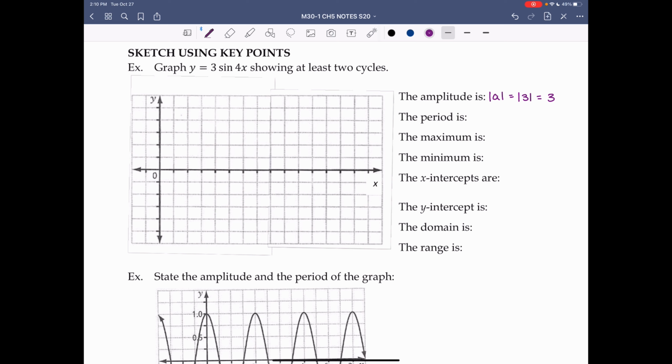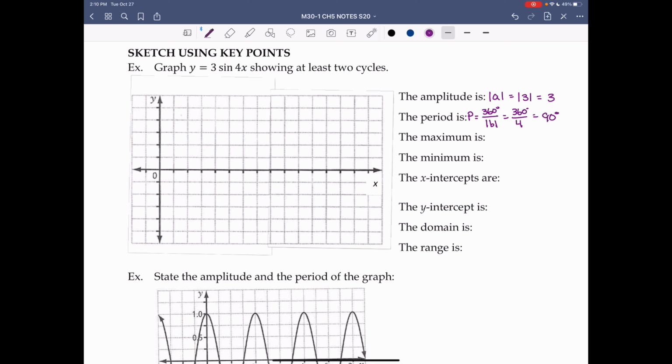To get the period, we can calculate it using the formula P equals 360 or 2 pi divided by the absolute value of b. It doesn't say which one we need to be in, so we can choose. I'm going to go with degrees this time. 360 degrees divided by the absolute value of b. In this case, b is 4, so the absolute value of b is 4. 360 divided by 4 is 90 degrees, so our period is 90 degrees.